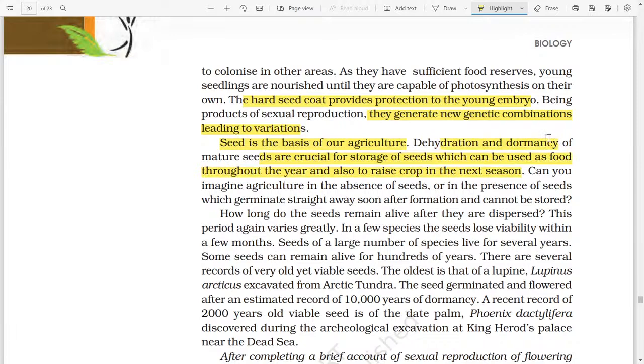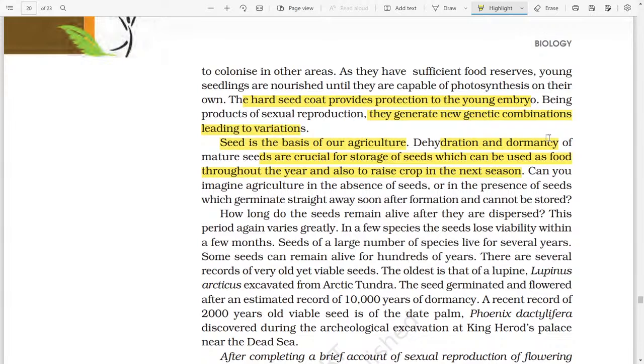Can you imagine agriculture in the absence of seeds, or in the presence of seeds which germinate straight away soon after formation and cannot be stored? How long do seeds remain alive after they are dispersed? This period again varies greatly.